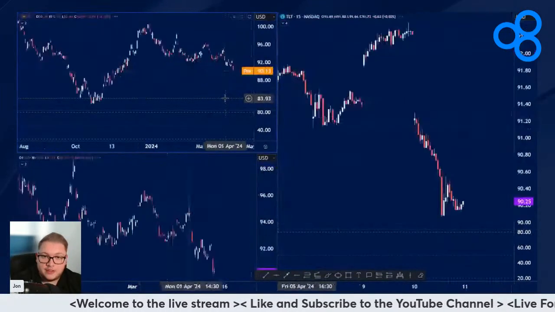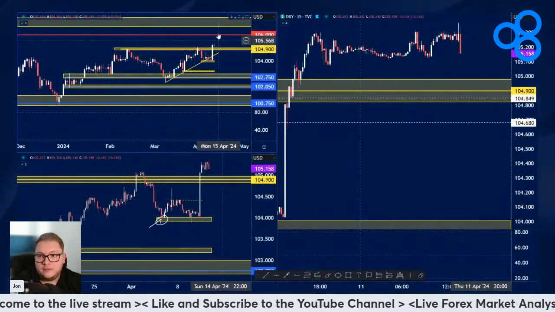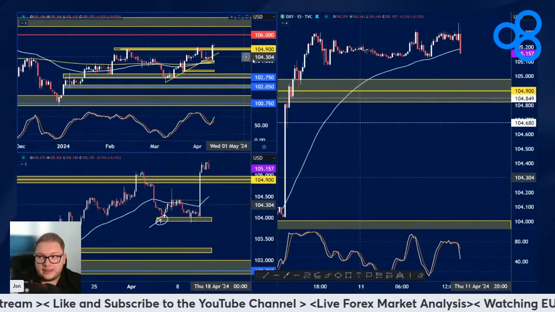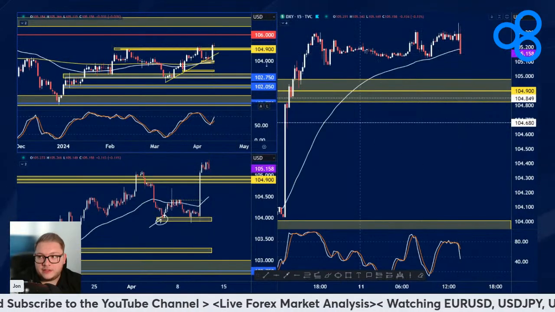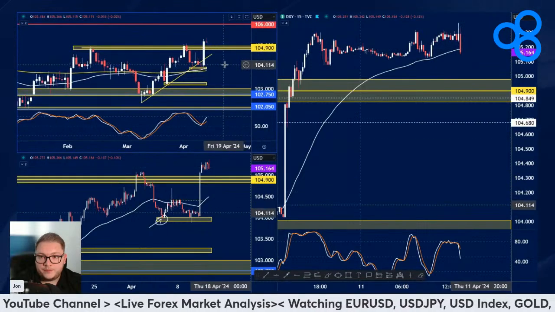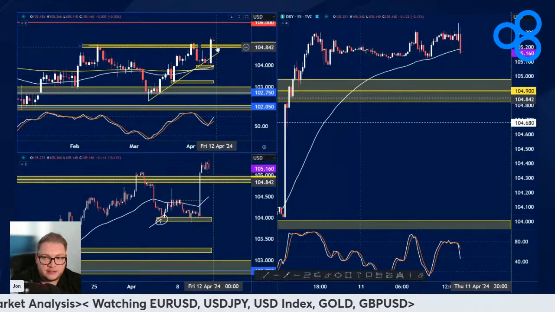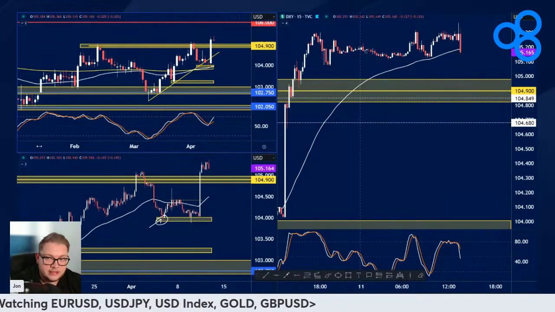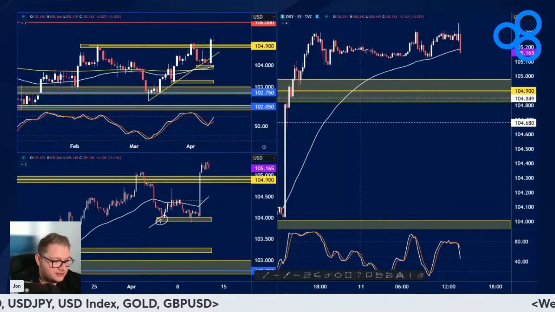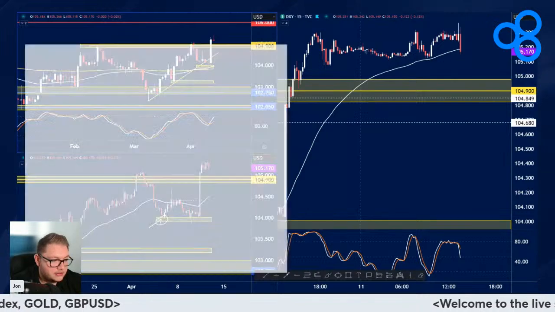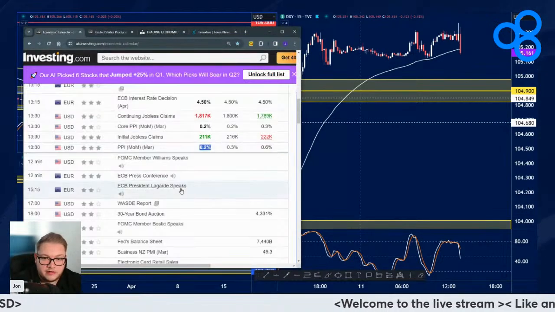So if we go back up to the US dollar index now, we can see that we're kind of pulling back here, aren't we? We've seen a little bit more of a bearish reaction. Like I said, I like the idea of the dollar reaching 106. I actually think the Fed members' speeches in a bit is what we need to really keep our eyes on.